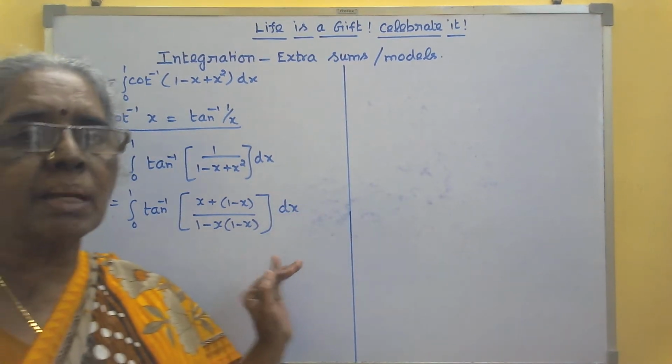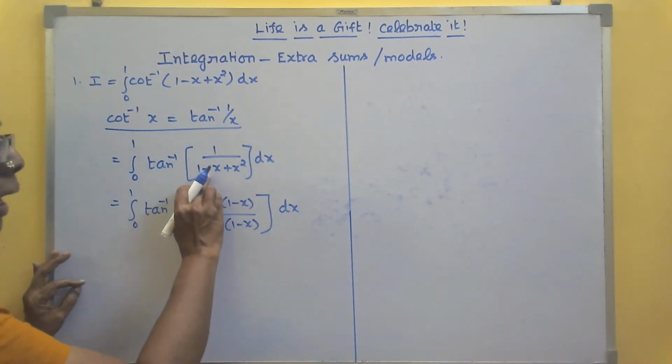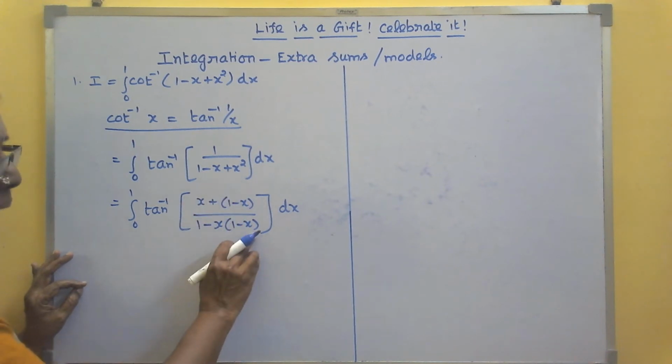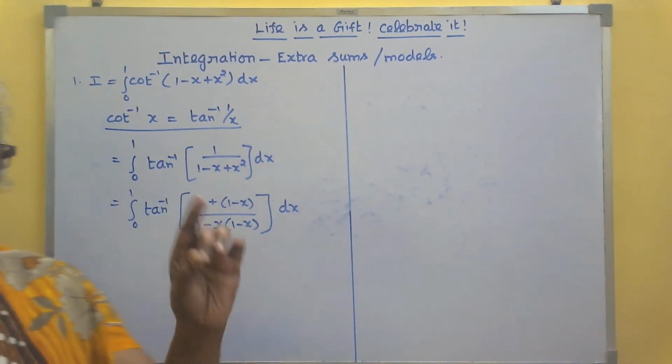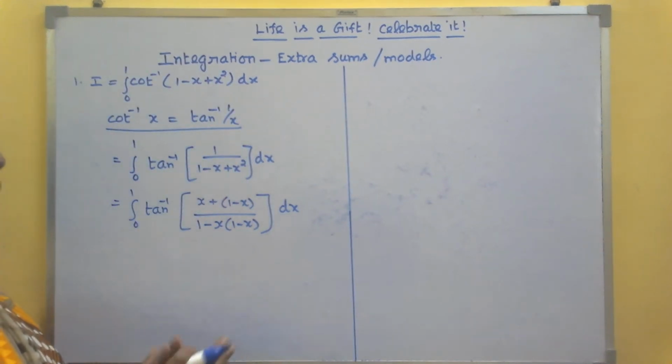Okay, this step is the main step. Please listen to it carefully. What I have done? I have taken minus x common out. I get 1 minus x. The numerator I have 1, that I am writing as x plus 1 minus x.